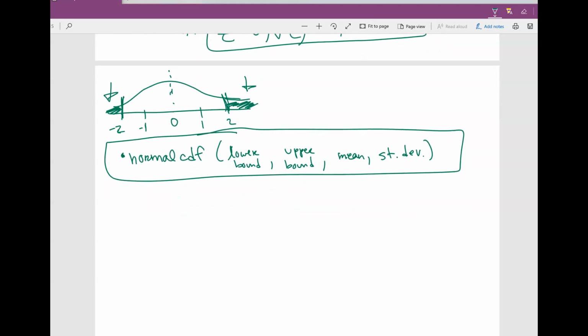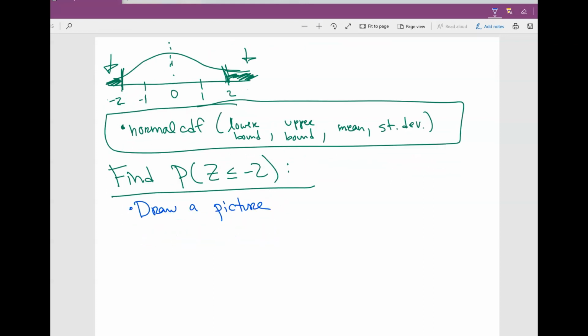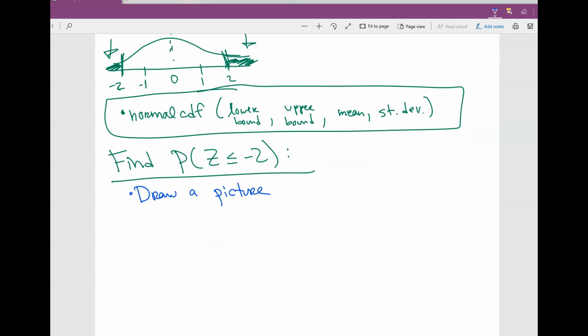So let's say we wanted to figure out this probability. Find the probability of z being less than or equal to -2. Okay, so let's try to figure that out. Not x, z. So our z-score is less than or equal to -2. What you always want to do with these types of problems is draw a picture. The reason a lot of students tend to get this wrong is because they don't draw a picture. So always draw a picture.